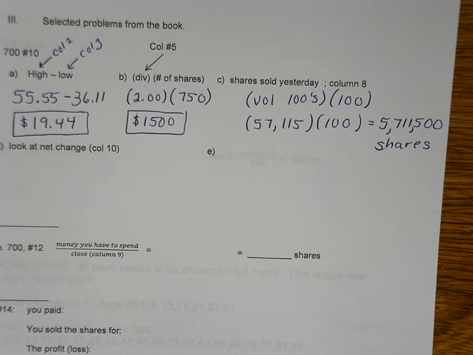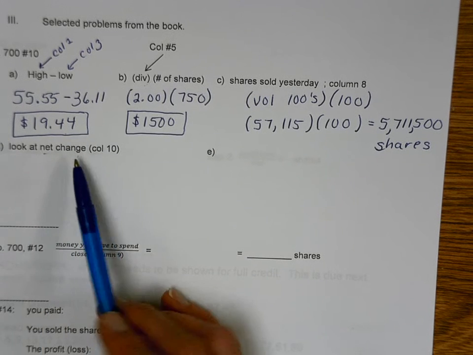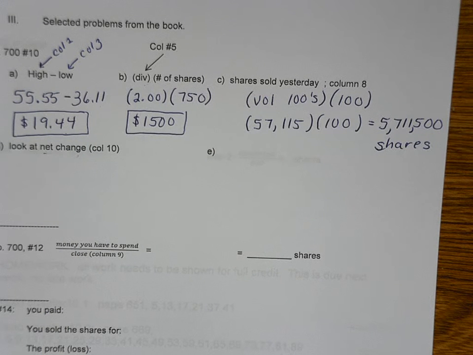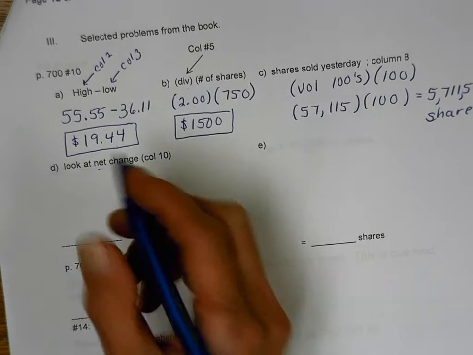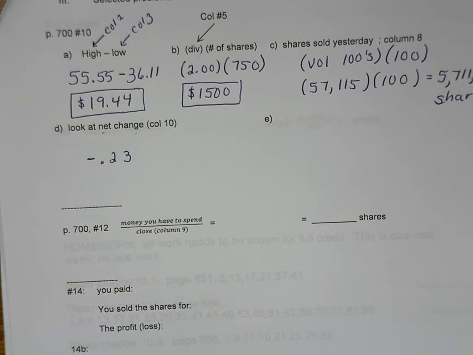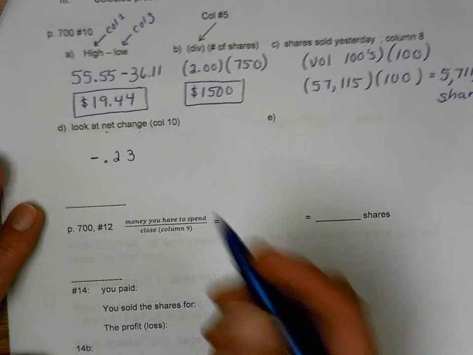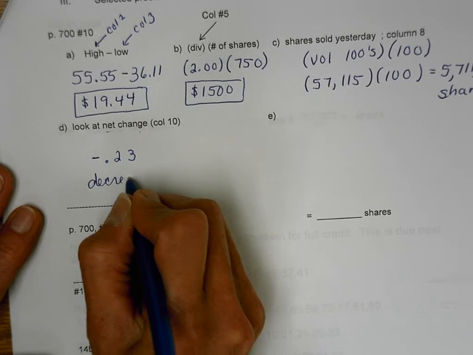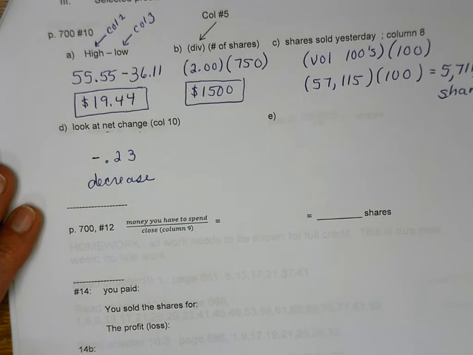Next question. Did the price of a share of this stock increase or decrease during the day shown in the table? So now what you need to do is look at column 10, which says net change. So let's go to the General Motors row again, and it says there was a minus 0.23 or 23 cents. Is a minus sign an increase or a decrease? Well, that's a decrease. So it went down 23 cents.